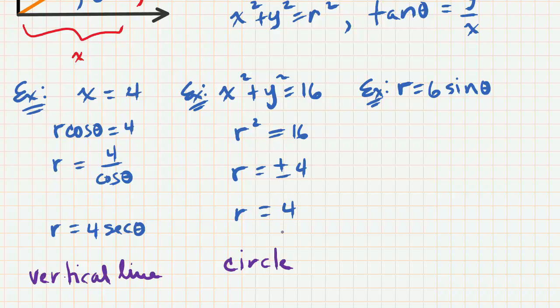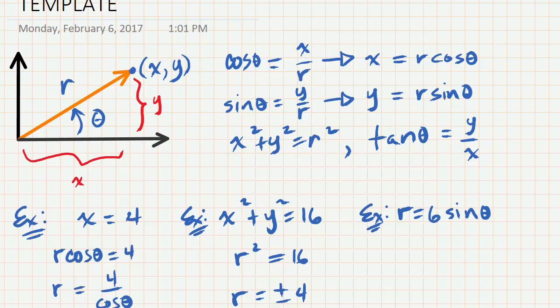Let's try going the other direction. Let's suppose we have a polar equation, and we would like to convert it to a rectangular equation. We don't have an equation for simply r. We have an r squared. We don't have an equation that has just a sine of theta. We have an r sine of theta. So the trick here is going to be to multiply both sides by r.